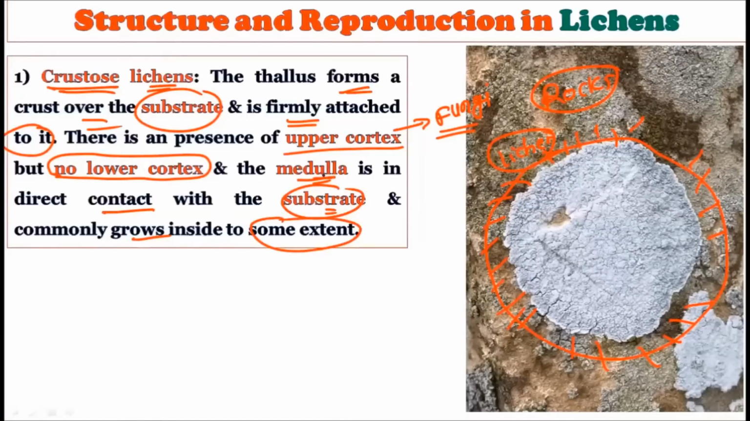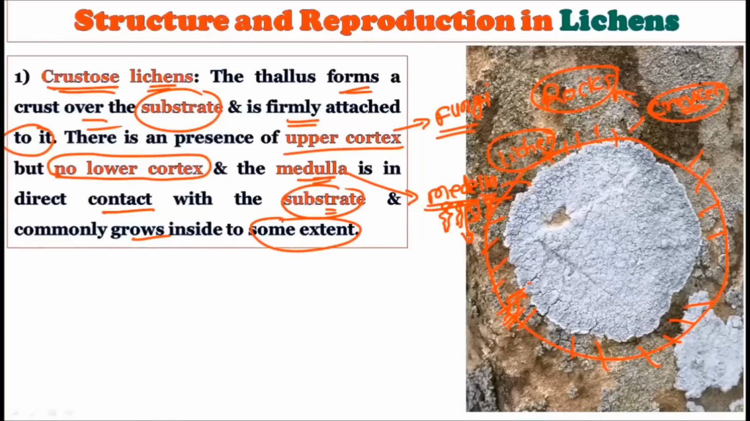Very important, the medulla portion is the last layer, which comes in contact with the substratum, and some cells of this medulla layer can even go inside the substratum to attach firmly. That is, inside the rock, some cells of the medulla hyphae are growing. Whenever they find crevices in the rocks, they go inside to attach the Crustose lichen firmly.